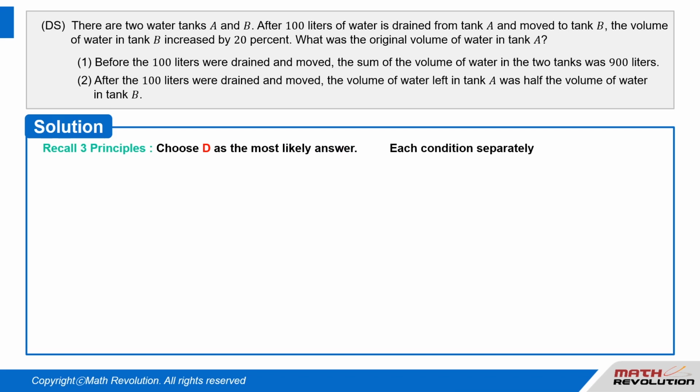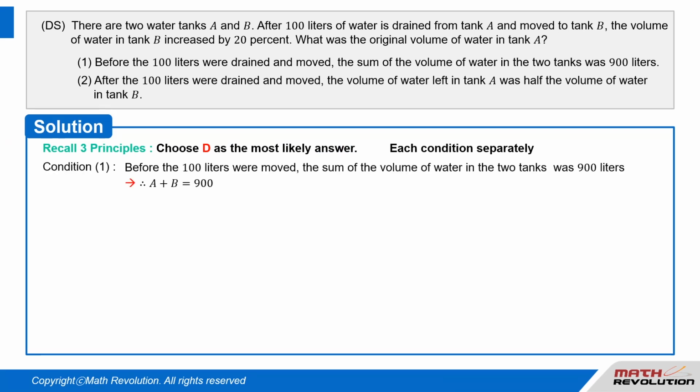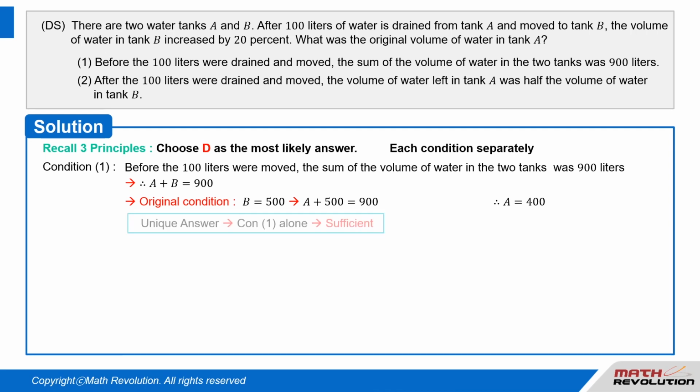Let's take a look at each condition. Condition 1 tells us that before the 100 liters were drained and moved, the sum of the volume of water in the two tanks was 900 liters. That is, A plus B equals 900. Substituting 500 for B, we get A plus 500 equals 900, or A equals 400. Since it is a unique answer, this condition is sufficient.